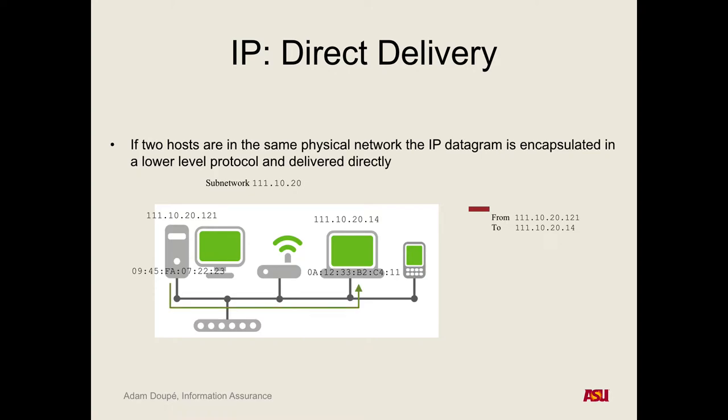So it has the IP layer of the packet. It already knows its source IP. It knows the destination IP. It takes that packet and encapsulates it in an Ethernet frame, which has the source MAC address and the destination MAC address. This destination MAC address it just got from that ARP reply. So this is if the node is on our local network.